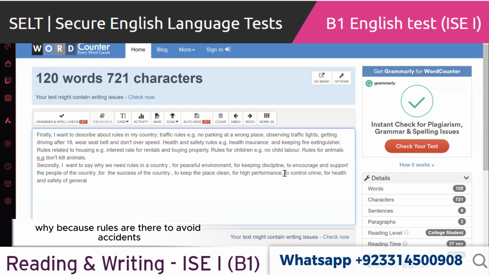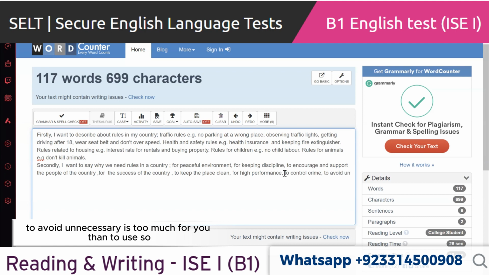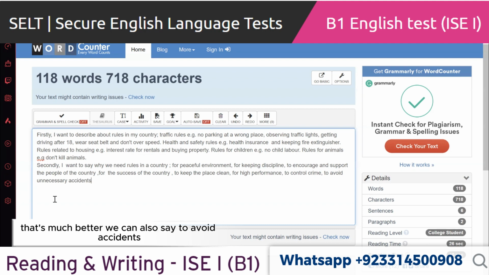Because rules are there to avoid accidents. You can write that in here. To avoid unnecessary accidents, right? If unnecessary is too much for you, what could be an easier word for it? You can also say to avoid accidents. That's much better. Avoid accidents. Good, see, complete.